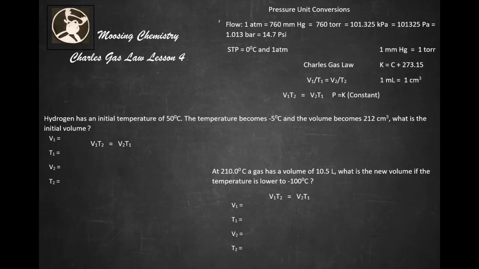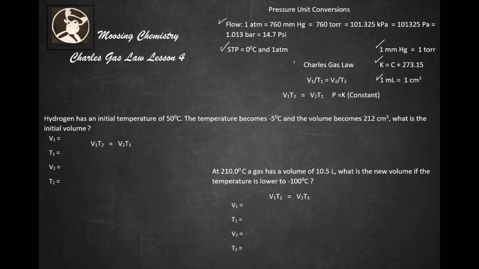Okay, again, our flow chart is 1 ATM equals 760 millimeters of mercury, 760 torr, 101.325 kilopascals, 101,325 pascals, 1.013 bar, and 14.7 psi. Standard temperature and pressure, which is often referred to, would be at 0 degrees Celsius and 1 atmosphere. 1 millimeter of mercury equals 1 torr. K equals C plus 273. And remember that 1 milliliter equals 1 cubic centimeter.